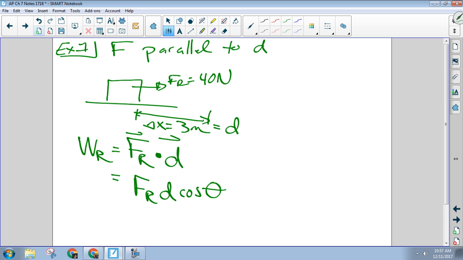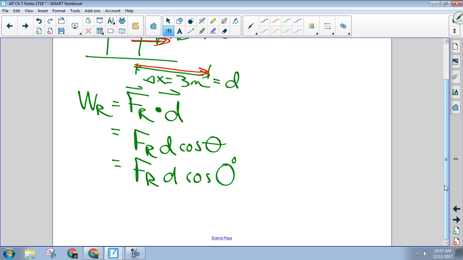Now, because they're parallel, look, you guys, here's my force, here's my displacement. What's the angle between them? 0. Because there's no y component for either of them, right? So this becomes the force of Roy times the displacement times the cosine of 0 degrees. What's the cosine of 0 degrees, you guys? 1, right? So this is the force of Roy times d. So last year, most of the examples we did had the force and the displacement in the same direction. So we usually just did work as force times distance. Good?